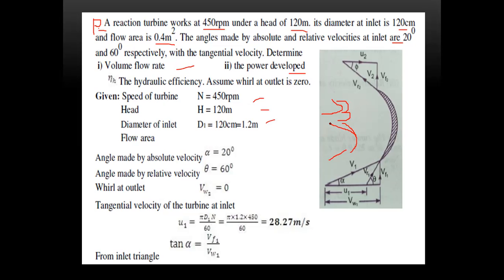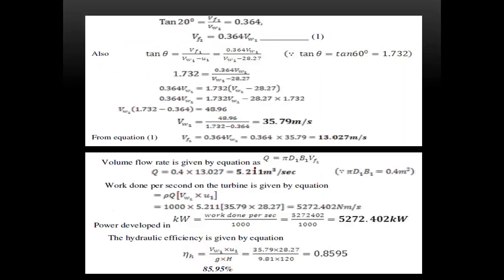So for this Pelton wheel, we are getting the inlet as straight, and the outlet is a triangle shape, right? So the values are given. So this is the final answer. 85.85 is the power developed.